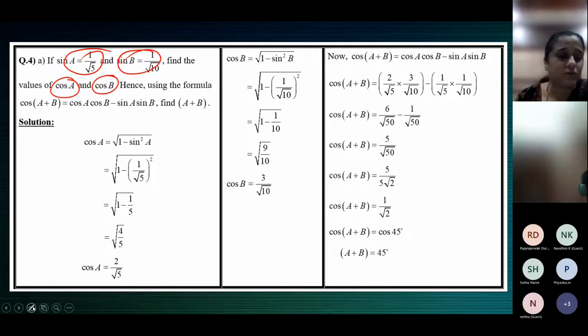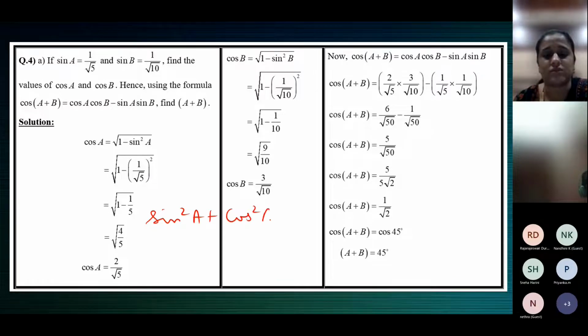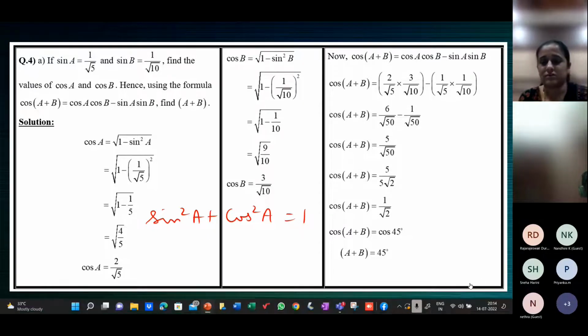Okay. So we know that sine square A plus cos square A is equal to 1. Let me write it here. Sine square A plus cos square A is equal to 1. We know this. Now you can substitute here itself, children. Not that you should. Just 1 minute.